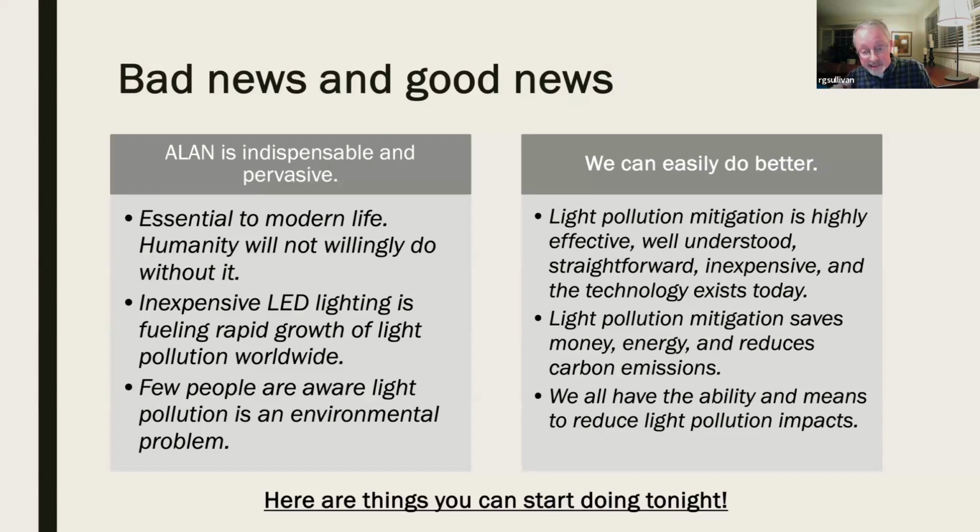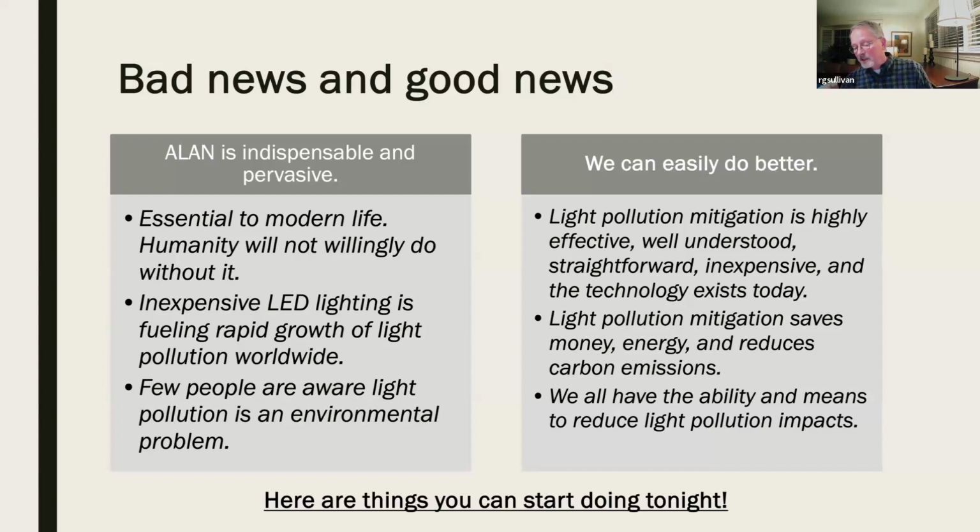So we actually can do better. Unlike some other types of pollution, light pollution mitigation is very easy to do. It is pretty well understood. The technology exists. A lot of it is very inexpensive and simple, and it's effective. So when you are reducing light use or using light more intelligently, it is going to save money. It will reduce energy usage, and it is going to reduce carbon emissions. So there are a lot of side benefits to doing this.